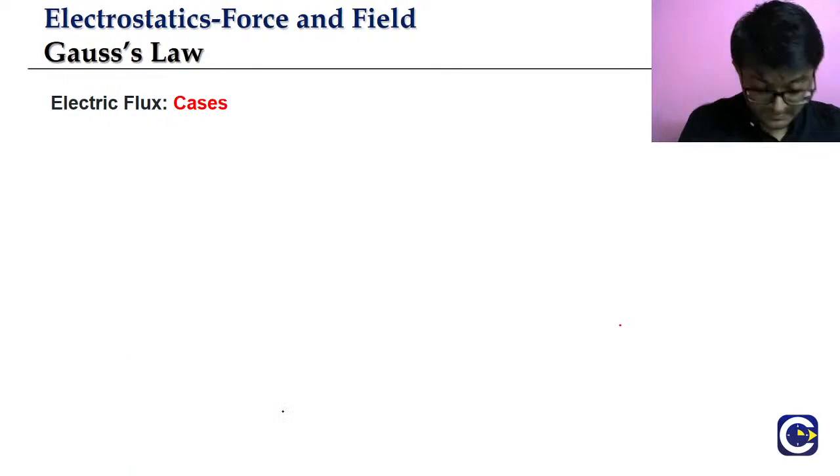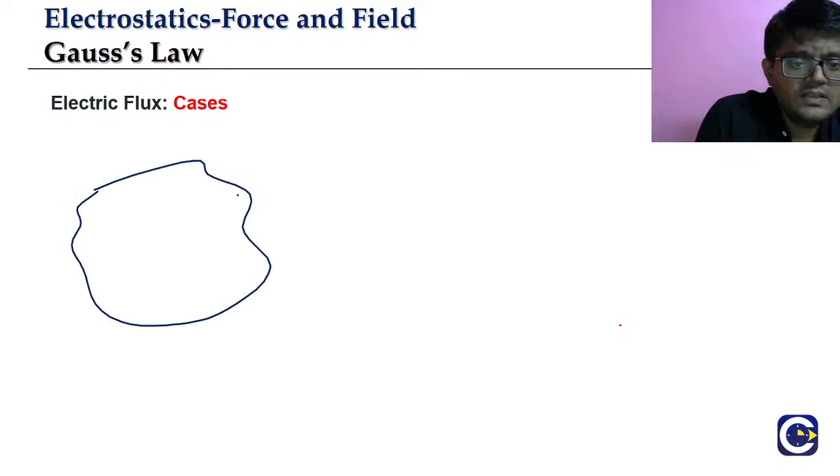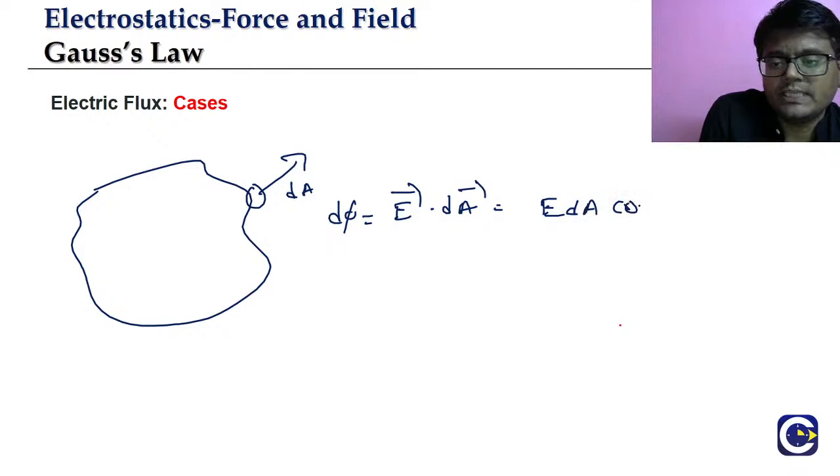integration approach. So let's say there is a general object. On it we will take a small area. There we will look at this small flux, which is E dot dA. E dot dA is E into dA into cos theta. Okay? So if we want the total flux, what do you have to do?